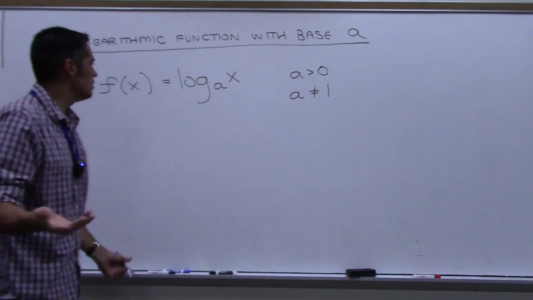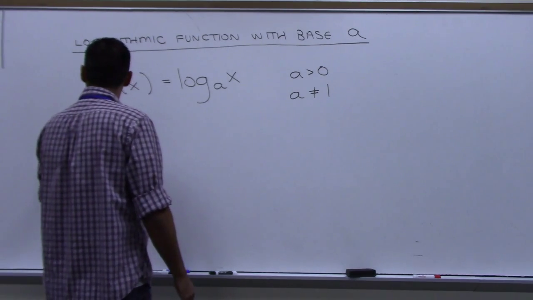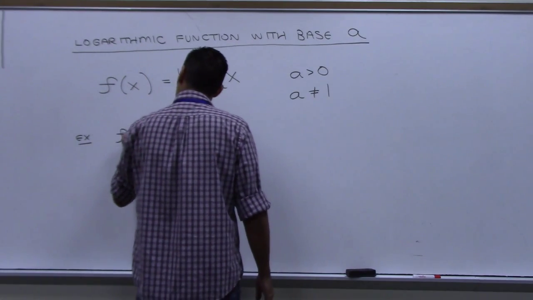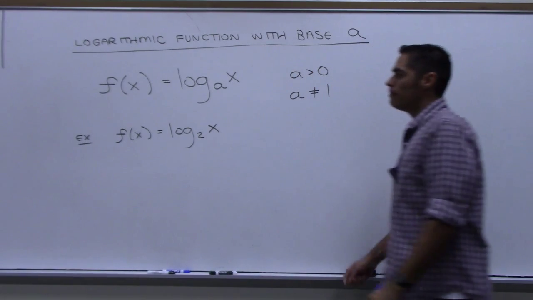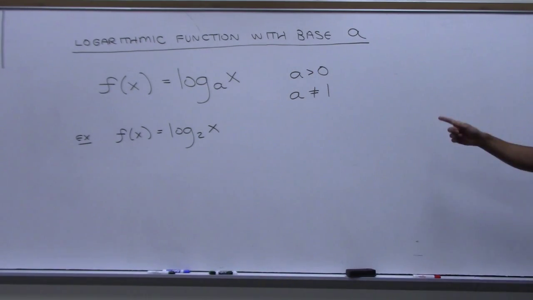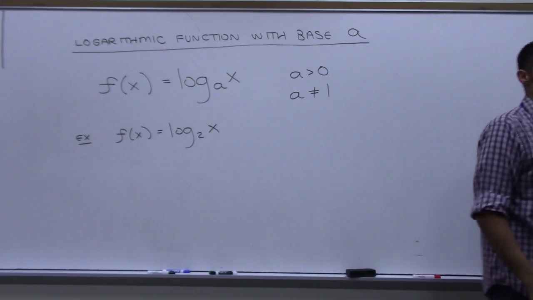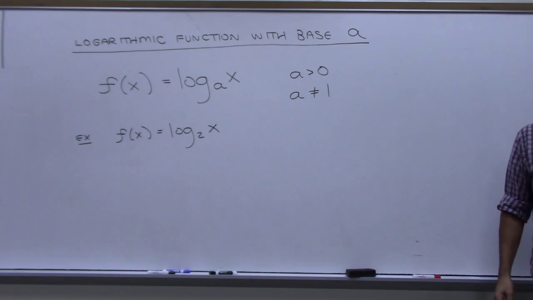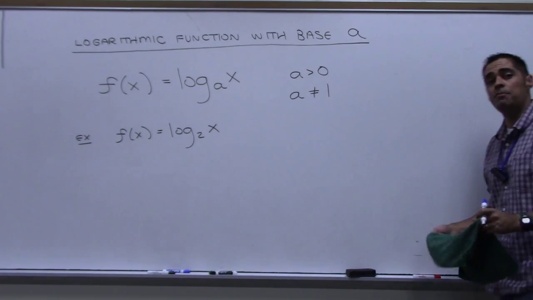So let's take a look at a specific example of a logarithmic function. That's what every logarithmic function looks like, but here's a specific example. f of x equals log base 2 of x. This is the base 2 logarithmic function, right? The a here tells us what the base is. I'd like for us to actually sketch it, draw it. Give me a picture. Are you ready? Do you remember how we sketched exponential functions?